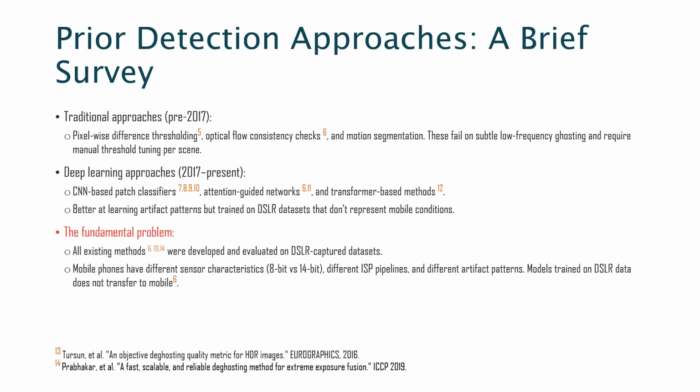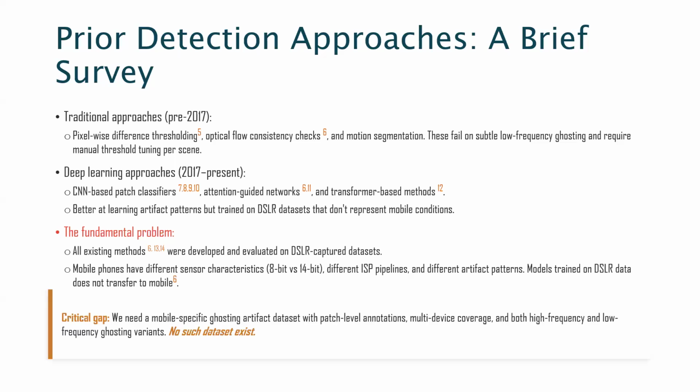The second one is the different sensor characteristics. Mobile phones capture only 8-bit sensor information, while DSLRs capture 14-bit. They have different image signal processing (ISP) pipelines and different artifact patterns. In DSLR, you can generate natural blur, or motion blur itself, but for mobile phone cameras, blur is something they try to remove as much as they can. So a model trained on DSLR cannot be domain transferred to mobile phone scenarios. So the critical gap is that we need a mobile-specific ghosting artifact dataset.